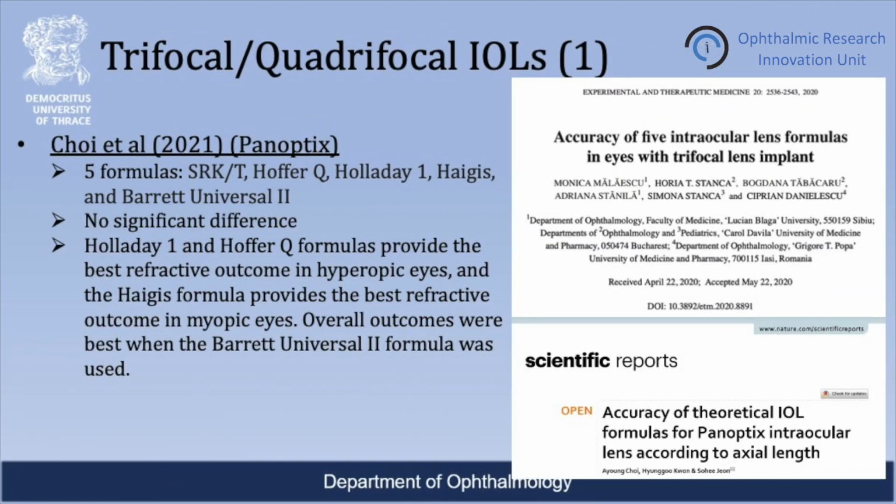Regarding specifically trifocal intraocular lenses, a great number of studies have been carried out to select the appropriate formula. In 2021, Choi and colleagues showed that there is no significant difference between five examined formulas. It is interesting that Holladay 1 and Hoffer Q formulas provide the best refractive outcome in hyperopic eyes, while the Haigis formula provides the best refractive outcome in myopic eyes. Finally, overall outcomes were best when Barrett Universal 2 formula was used.